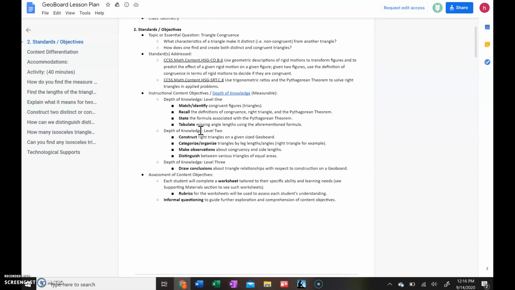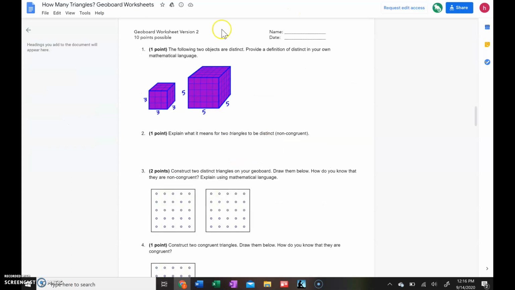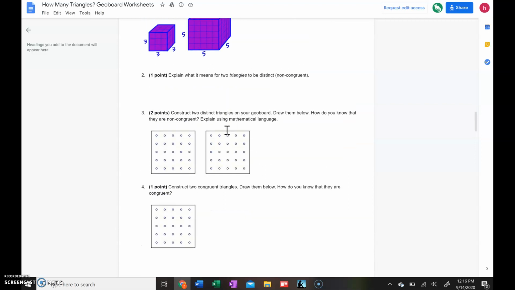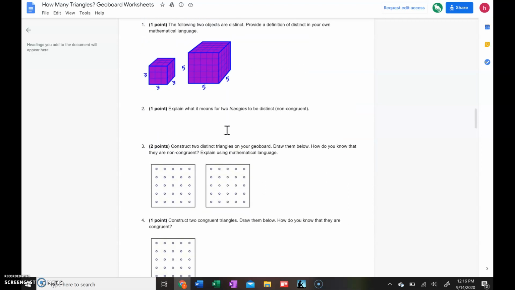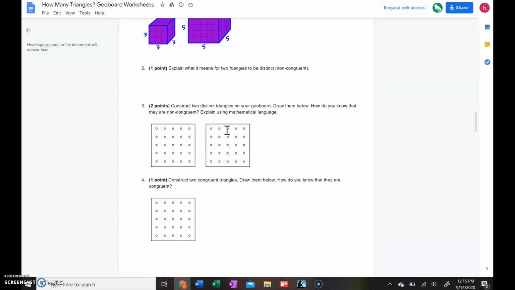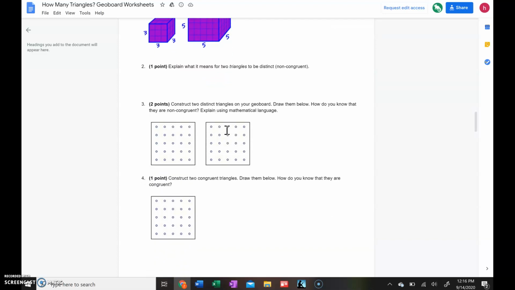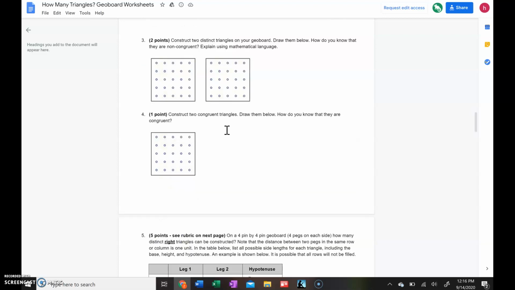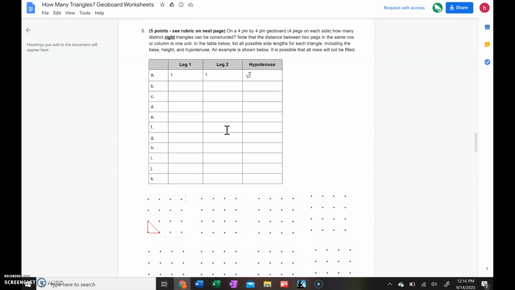plan that the depth of knowledge level two would be distinguishing between various triangles of equal areas, but I don't find that anywhere on the level two worksheet here. So maybe they could replace one of those questions with something like that to add that back in. I think that would be a great way. You could do something like, these two triangles are distinct but they have the same area, and you could ask them to talk a little bit about that.